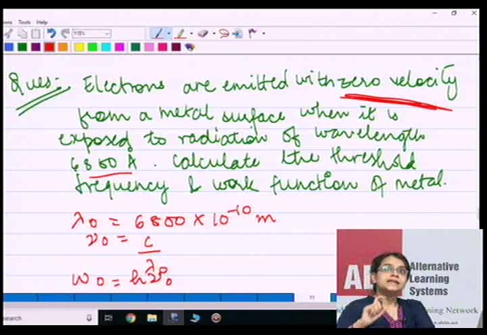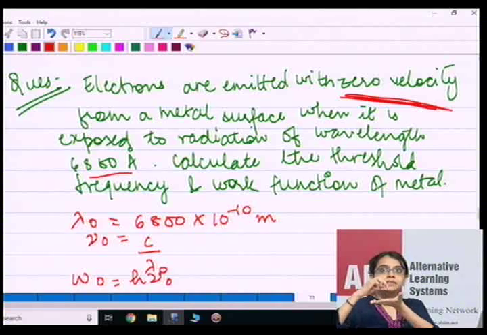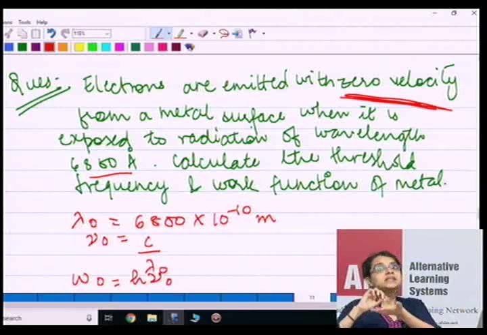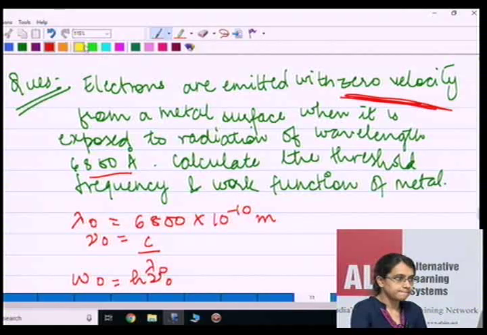And whenever an electron is being emitted out, it will have some kinetic energy. Why? Because there is a movement associated. Whenever there is a movement, there is a kinetic energy. However, in this question you are given that they are emitted with zero velocity, which means that the electron has just emitted and it has stayed there. It has no velocity and therefore no kinetic energy. Okay, understand it like this.